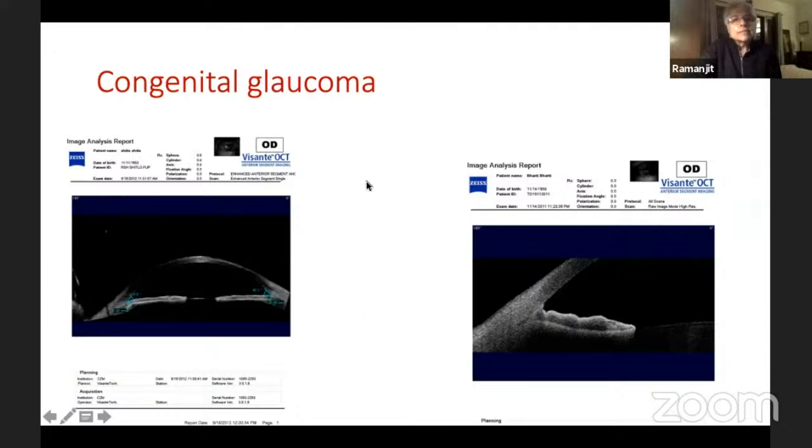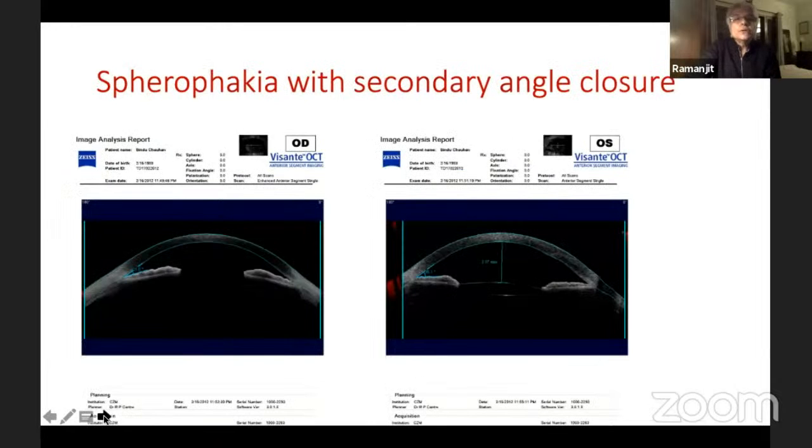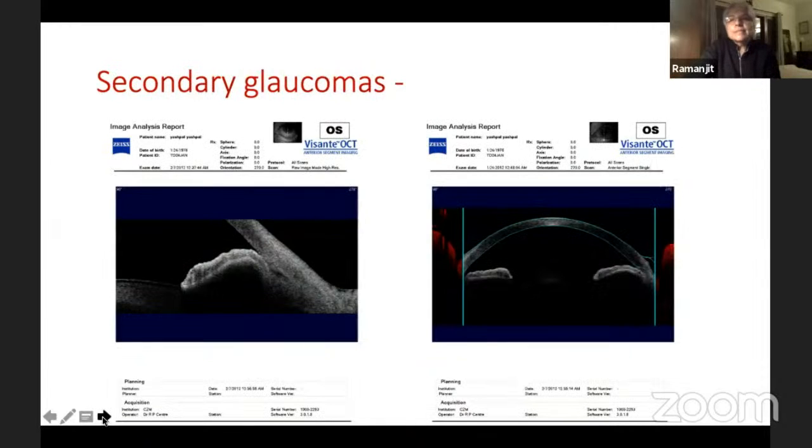In other glaucomas, in congenital glaucoma, you're likely to see a thin iris. You're likely to see abnormal tissue, and you can see the abnormal tissue here in the angle, as was shown on the gonioscopy. You can see patients who have spherophakia, and you can see that there is a secondary angle closure in such eyes. You can see that there are patients in whom there is a synechia which is formed either to the intraocular lens or to the lens itself. And this leads to a secondary bowing of the iris and angle closure.